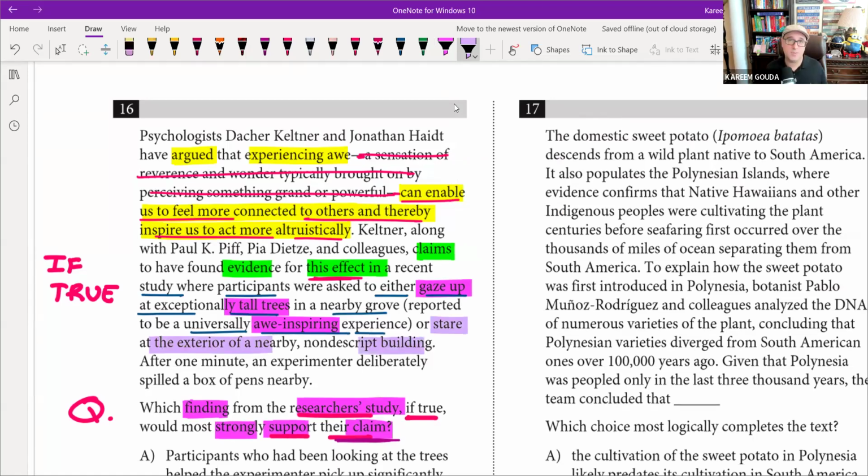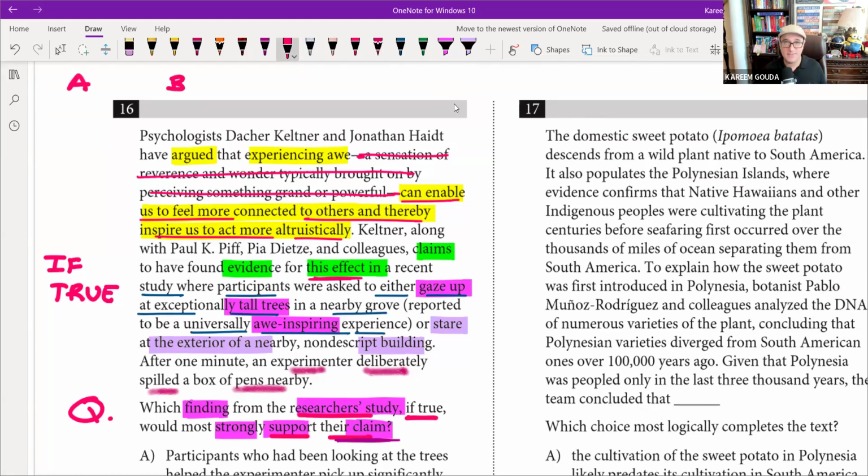So two groups of people. One group just stares at trees, so beautiful, so awe-inspiring. The other group just looks at a building. After 1 minute, an experimenter deliberately spilled a box of pens nearby. All right, now I got it. So here's what the experiment is. We'll get two groups of people. We're going to call them Group A and Group B.